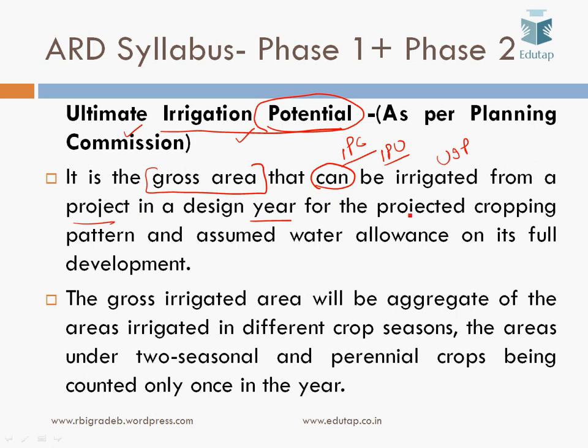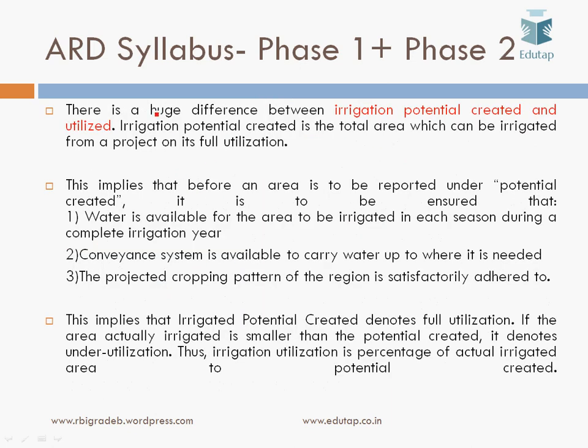That is, in one particular year for the projected cropping pattern, because the amount of water required will depend on the cropping pattern of that area. So if we are taking a particular or projected cropping pattern, then the water requirement will be fixed. If we take that water requirement into consideration, then the gross area that can be irrigated from that project in a particular year, assuming water allowance on its full development, is called ultimate irrigation potential. Now there is a huge difference between the potential and the actual utilization.